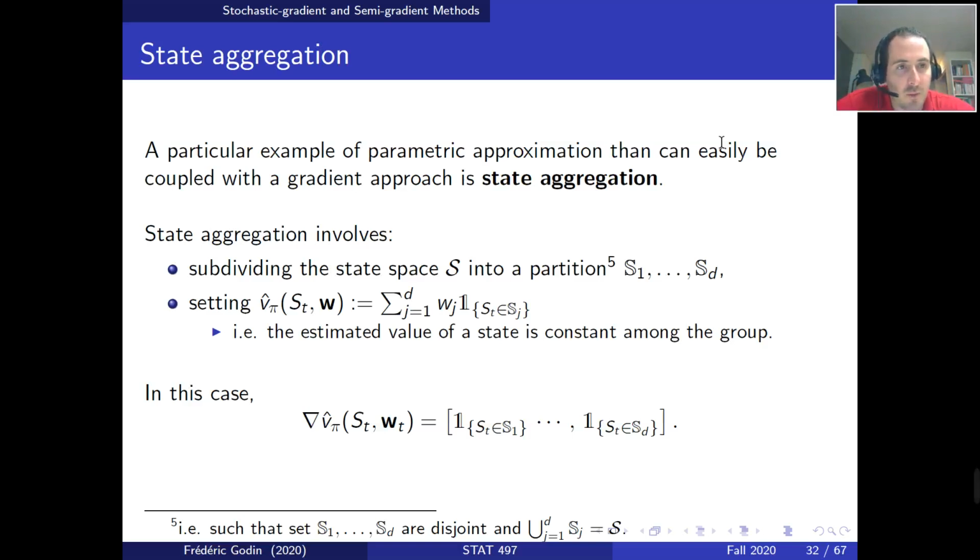But now in what remains of the chapter, we will discuss several candidates for functions or classes of functions that could approximate the value function. Okay, so this is what we'll do. We'll go through several of them. The first that we propose is called state aggregation.